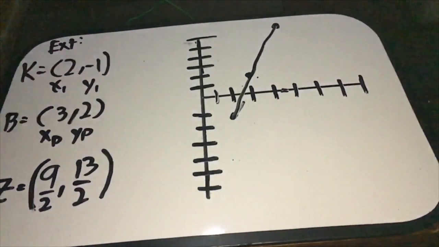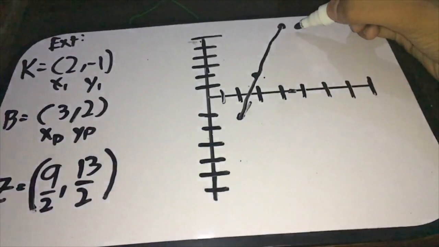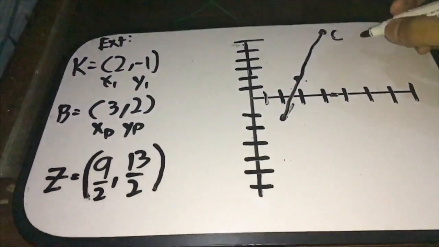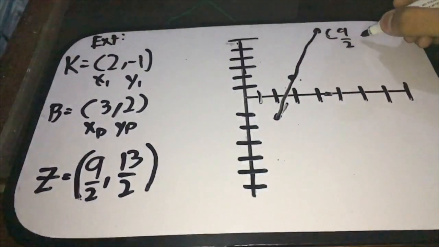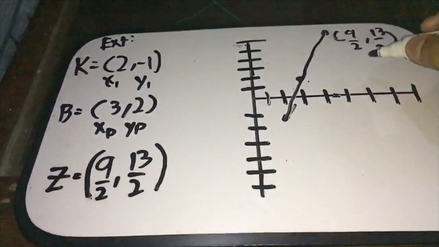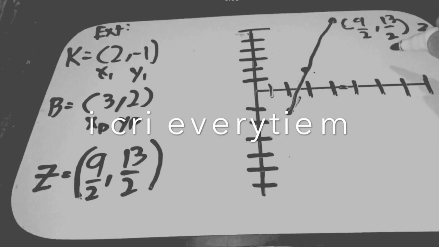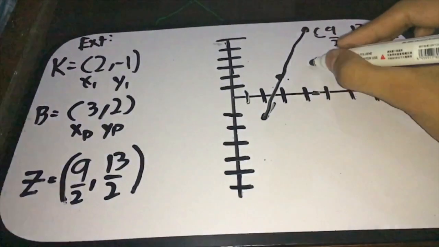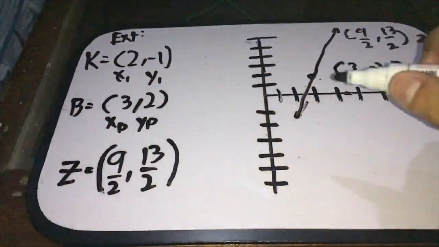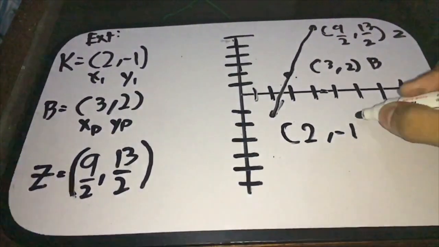And there. So for this one, we will just have to label the points. So this is our point Z, which is 9 over 2 and 13 over 2. So we just copy that. And that will be our point Z. Sorry for my ugly handwriting. And for this one, which is 3 and 2, which is our point B. For this one is point K, 2 and negative 1. And so we're done. Thank you.